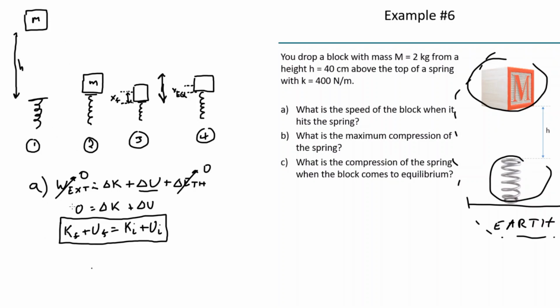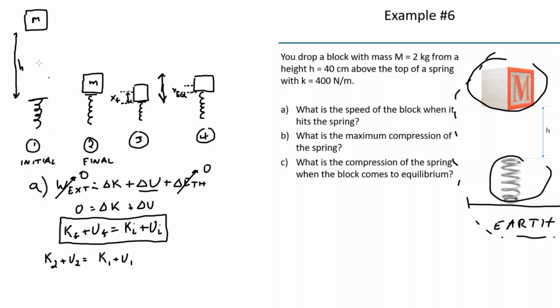And for any conservation of energy problem like this, we need to have an initial position and a final position of the system. For this, we're going to call this our initial position, position 1, and position 2 will be our final position. Okay, so let's write it this way. K2 plus U2 equals K1 plus U1.